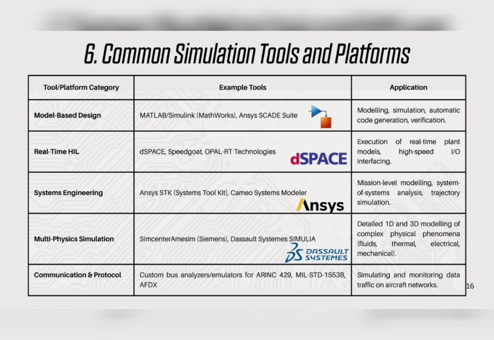For model-based design, MATLAB/Simulink, MathWorks, and ANSYS's SCADE Suite are standard. SCADE is often used when certification objectives require tight traceability and certified code generation. For real-time HIL, dSPACE, Speedgoat, and OPAL-RT are widely deployed for executing plant models in real time and interfacing with avionics hardware. For system engineering and mission analysis, ANSYS's STK and Cameo Systems Modeler help with mission-level modeling, trajectory analysis, and system of systems design.